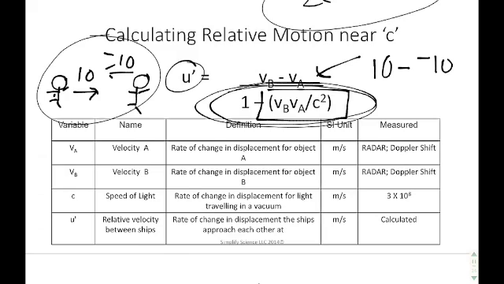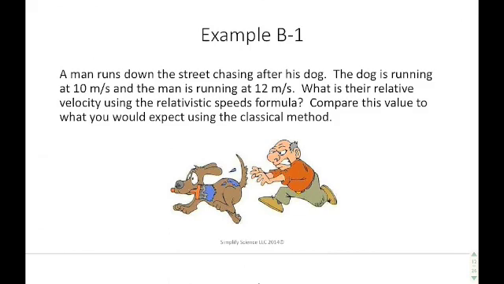So let's take a look at this. It says a man runs down the street chasing after his dog. The dog is running at 10 meters per second and the man is running at 12 meters per second. Now they are running in the same direction. So what is their relative velocity using the relativistic speeds formula, and compare this to the classical method? If I was looking at it in terms of the classical method, you've got velocity A, you've got velocity B. They're moving in the same direction. So what I would say is 12 minus 10 equals 2 meters per second. And that's what I would say classically.